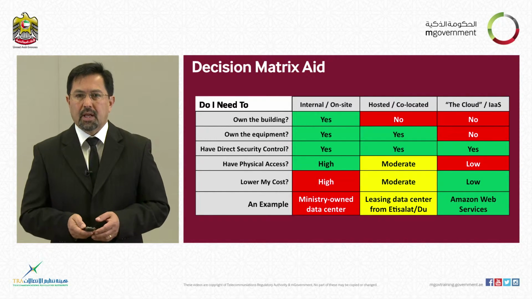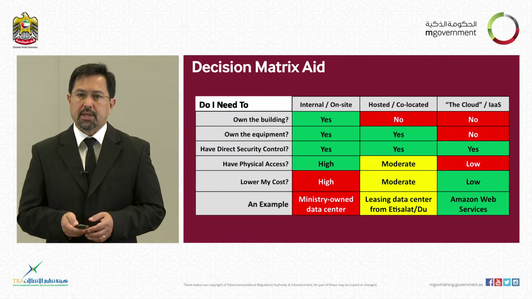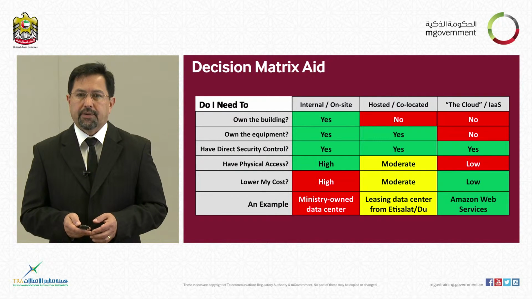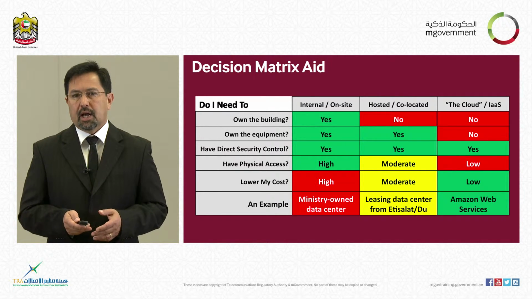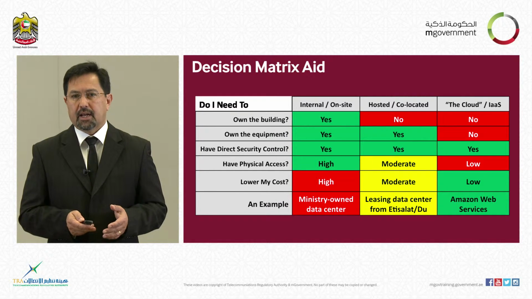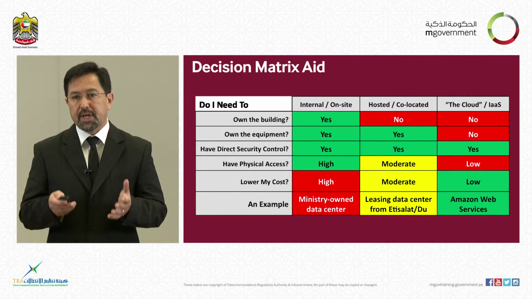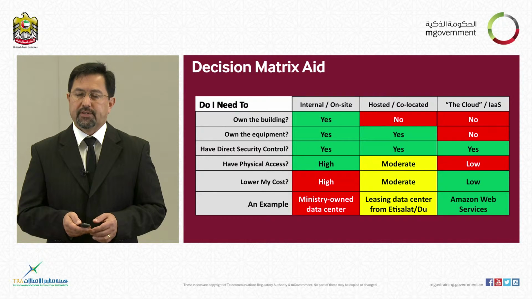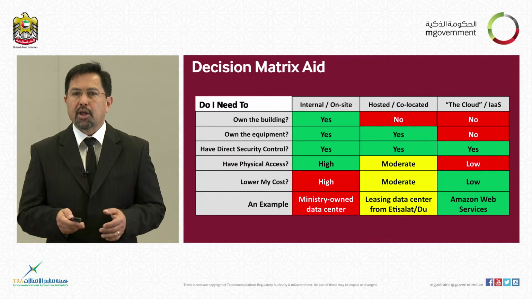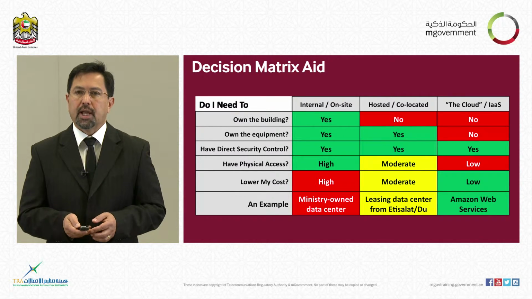An example, ministry-owned data center is really the best example of an internal on-site data center. Leasing data centers like from Etisalat or Du is the middle of the road, and Amazon Web Services is an example of a cloud, purely public commercial cloud option that's available to customers.